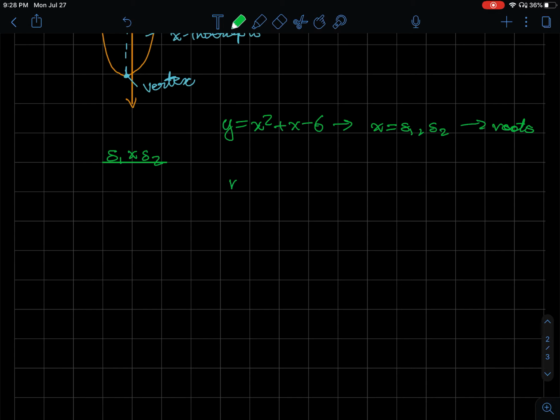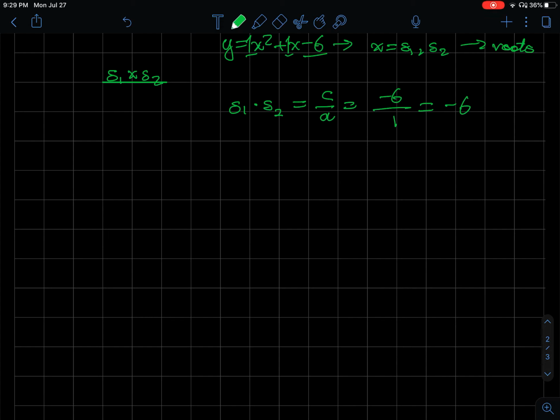And the reason for that is, I'm just going to write it down. s1 times s2 equals c over a. And here c is negative 6, right? Since the coefficient of the x squared term is 1, a is 1. The coefficient of the x term is 1, so b is 1. And the constant term is negative 6, so c is negative 6. So then we have negative 6 over 1, which is negative 6. And that's why the product of the roots is negative 6.